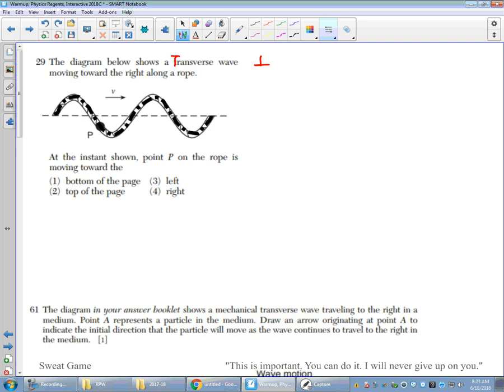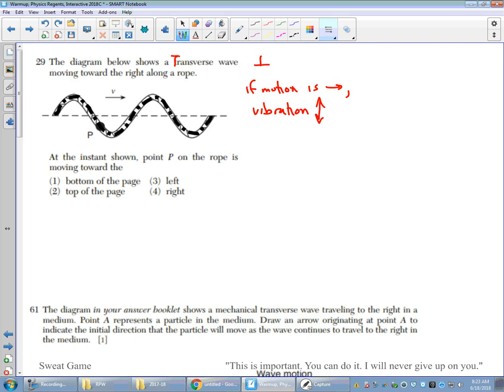So if the wave motion is right, the vibration can only be up and down. Do not pick left, right, diagonal. It cannot be, no matter what your eyes tell you. If it's transverse, the vibration must be perpendicular to wave motion.